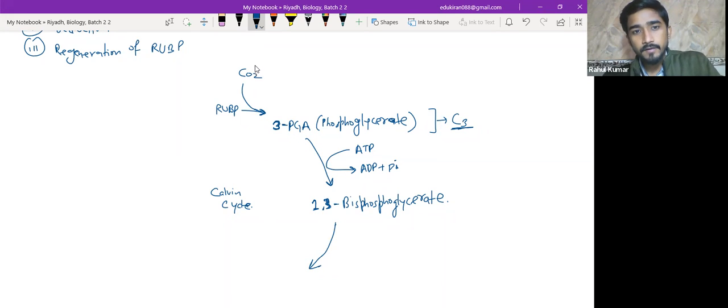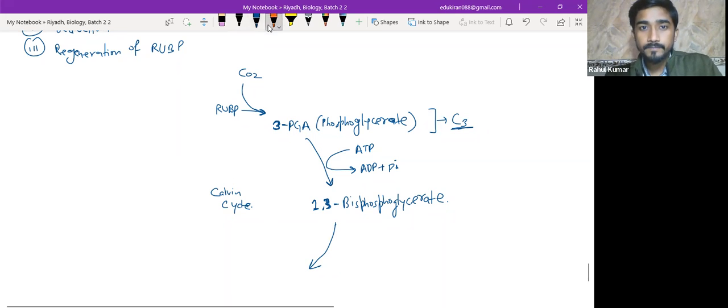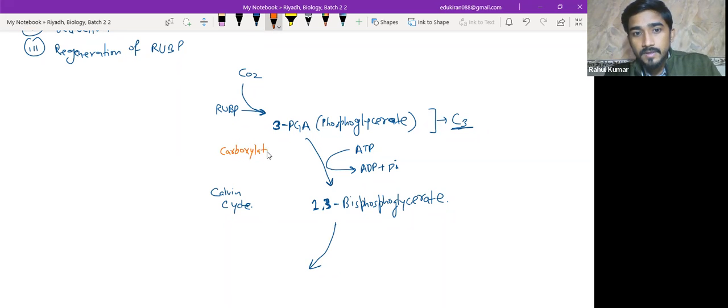This part where we are adding CO2 to RuBP is known as the carboxylation part. Is it clear? Because we are adding carbon dioxide. So this part is the carboxylation part. Clear, everyone? The first part that I talked to you about.